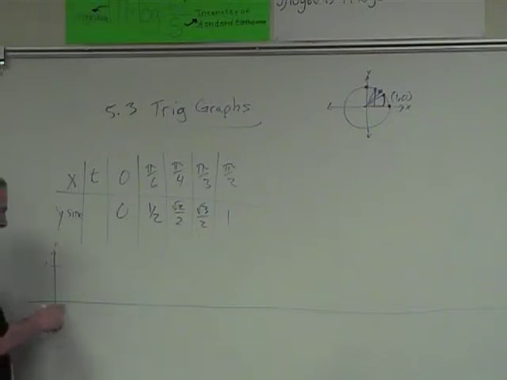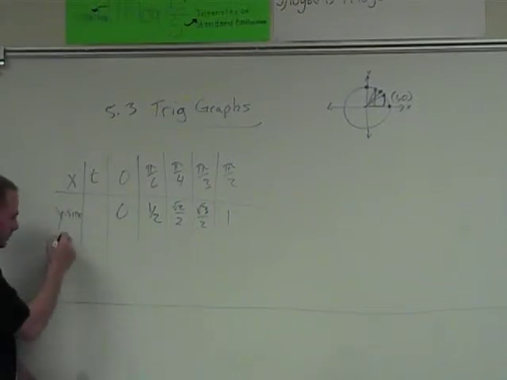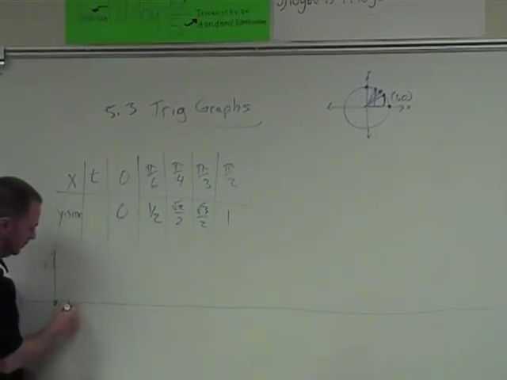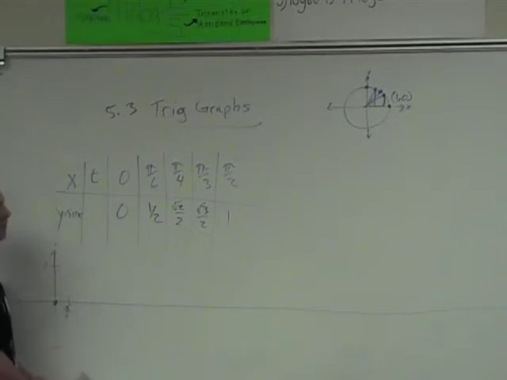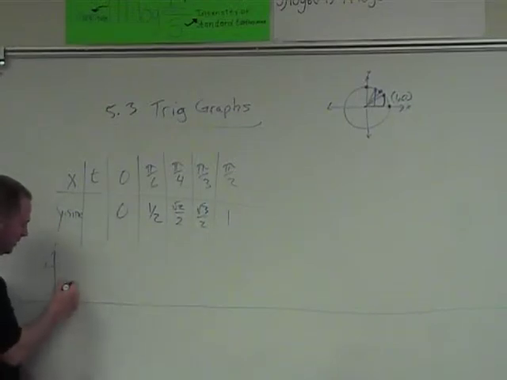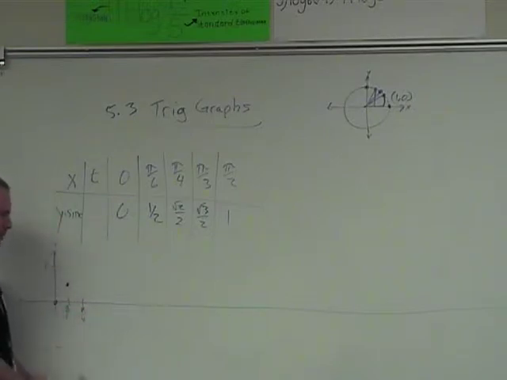So as t progresses from 0 to 2 pi, what is happening to the sine function? So the sine of y, what is happening here? So when x is 0, y is 0. When x is pi over 6, what is y? 1/2. So these are coordinates. At pi over 6, we're at 1/2. When we are at 45 degrees, or pi over 4, y is the square root of 2 over 2, which is how big is that? 0.7.